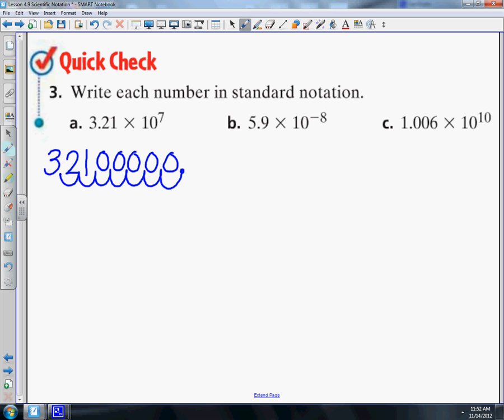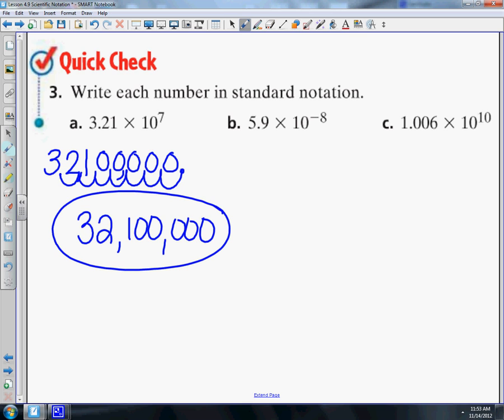So that equals 32,100,000. So there is standard notation. This next one now, notice the difference. Here's the difference. This was a positive 7 and this is a negative 8. Now if you remember from the previous lesson, the negative sign does not make it negative. It makes the number smaller.